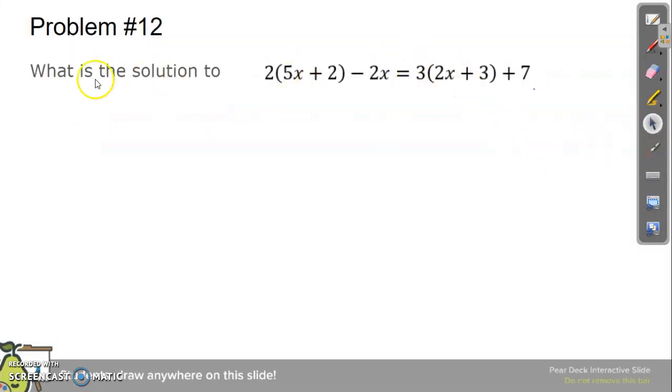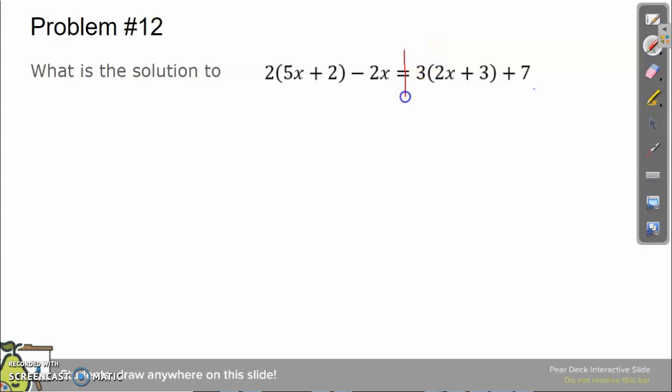Next one. What is the solution, guys? There's no shortcut. You need to know what x is. So let's go ahead and solve this. Left side, right side. Let's do on the left side. Whenever you have a number on the outside, you distribute. That means you're going to multiply. This turns into 10x plus 2 minus 2x.